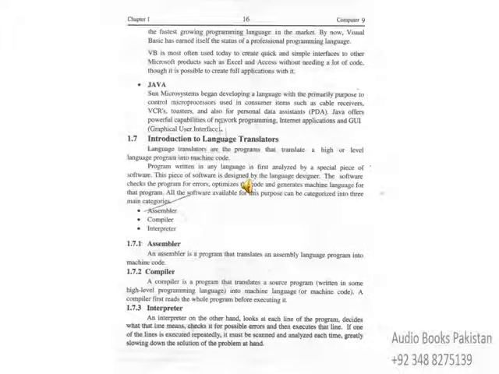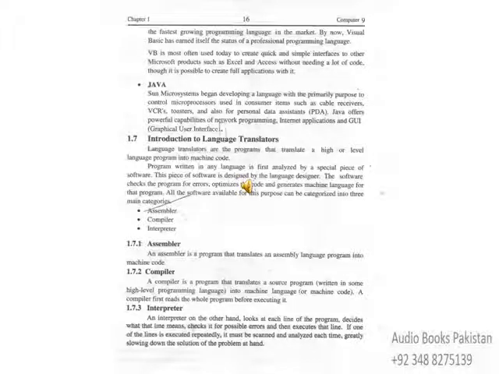Java. Sun Microsystems began developing a language with the primary purpose to control microprocessors used in consumer items such as cable receivers, VCRs, toasters, and also for personal data assistants, PDA. Java offers powerful capabilities of network programming, Internet applications and GUI, Graphical User Interface.